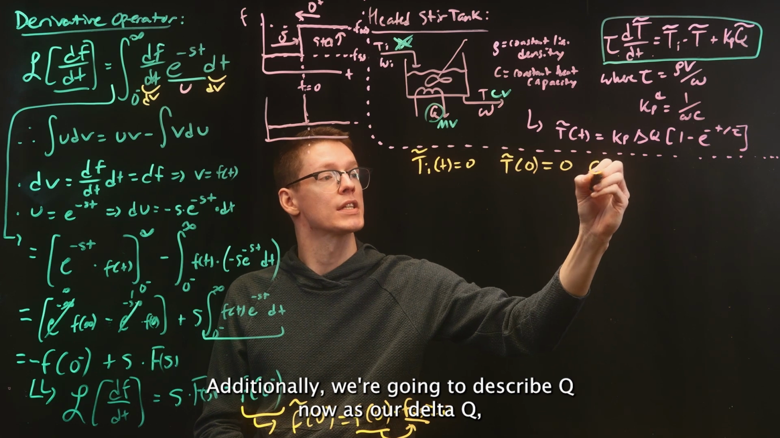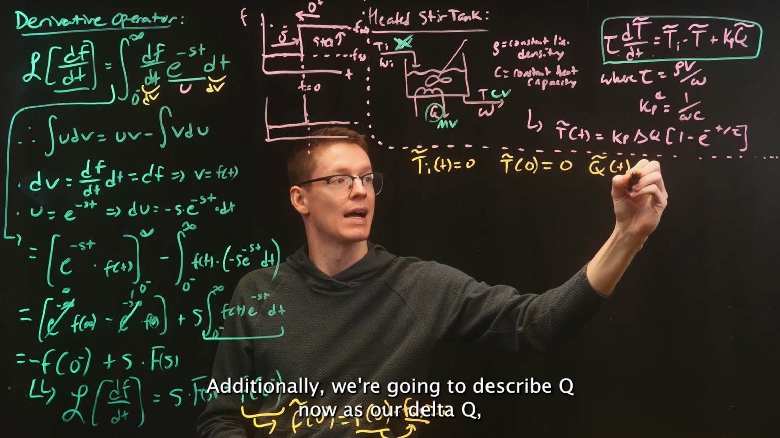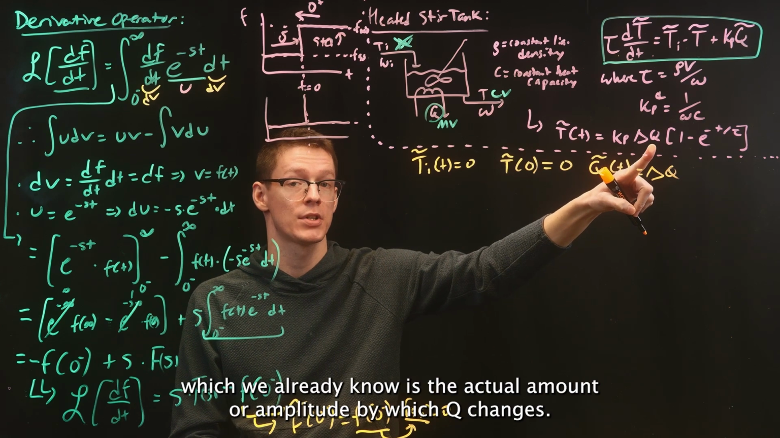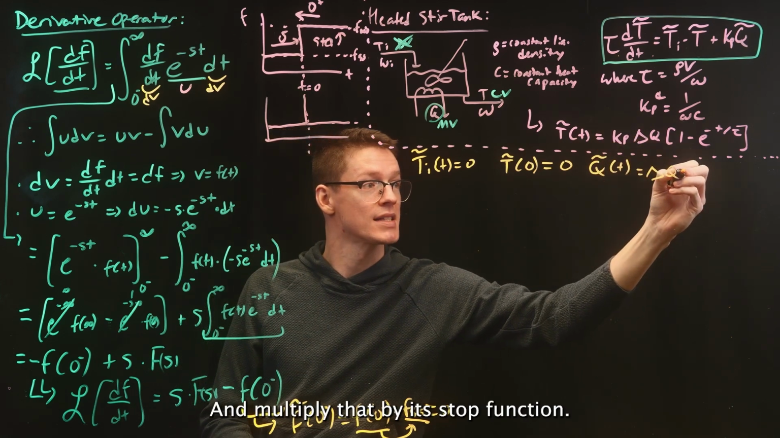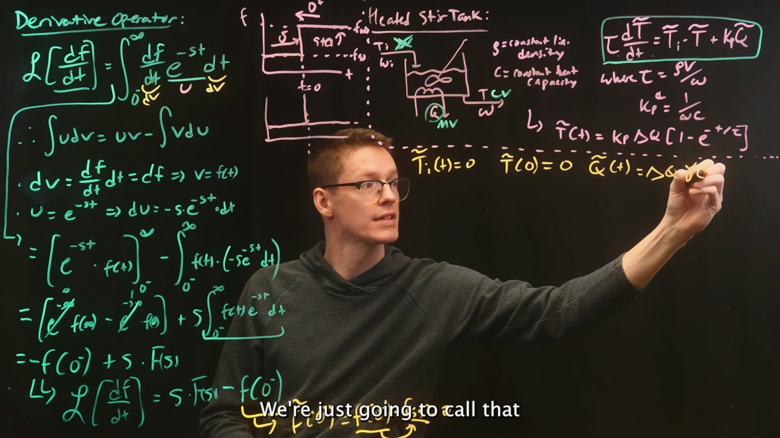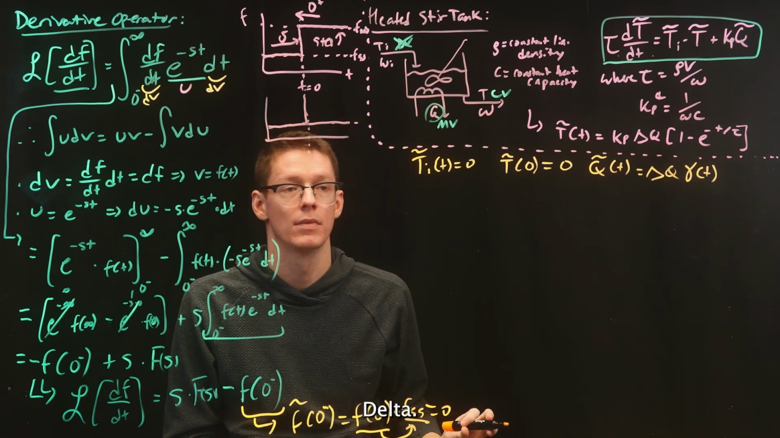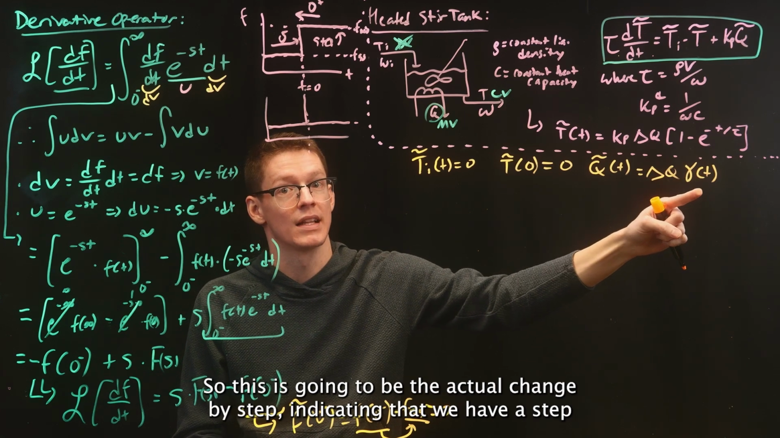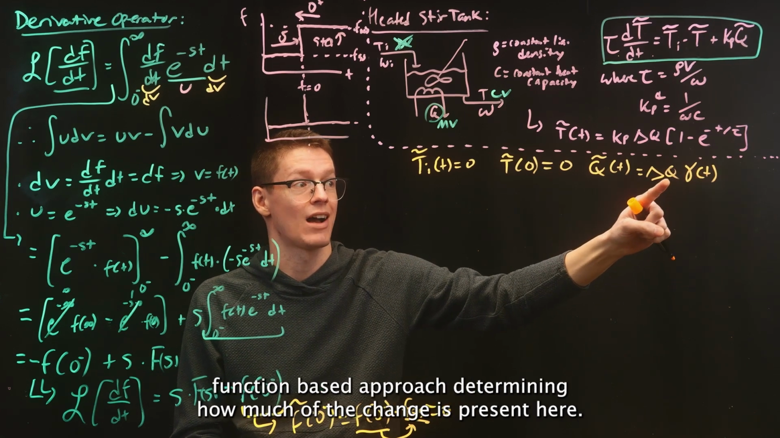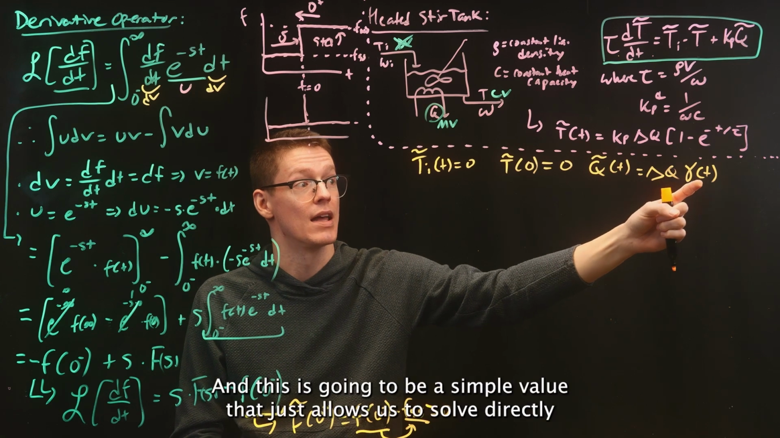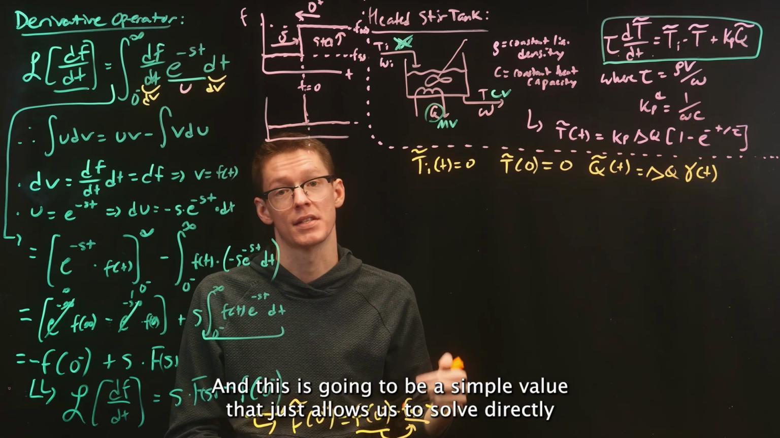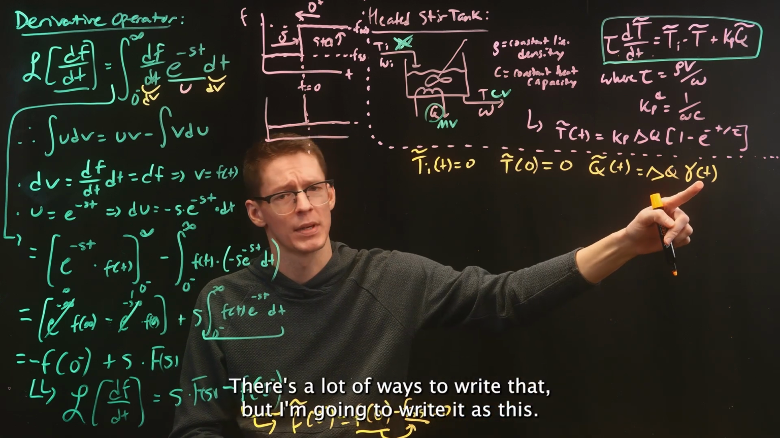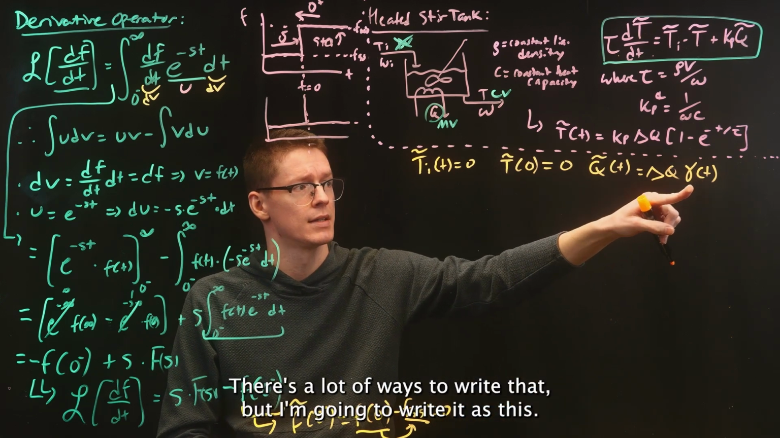Additionally, we're going to describe Q now as our delta Q, which we already know is the actual amount or amplitude by which Q changes, and multiply that by its step function. We're just going to call that del T. So this is going to be the actual change by step, indicating that we have a step function based approach, determining how much of the change is present here. And this is going to be a simple value that just allows us to solve directly for what that step function is going to become. There's a lot of ways to write that, but I'm going to write it as this.